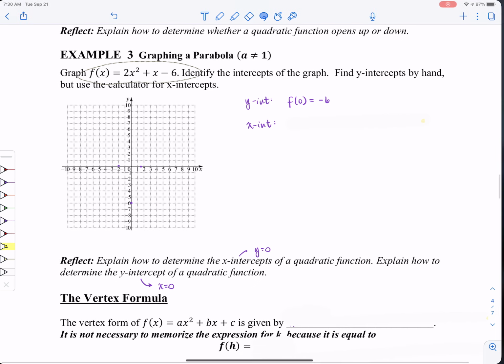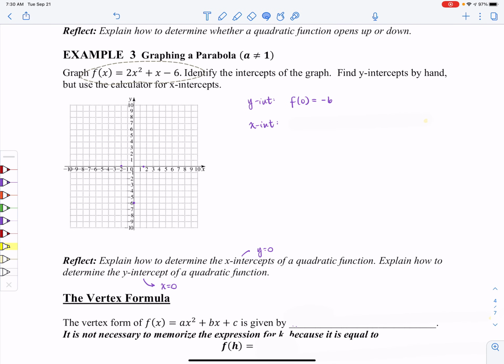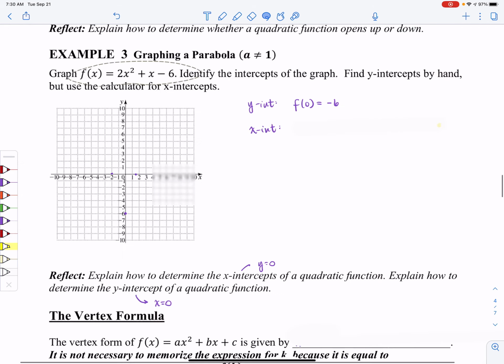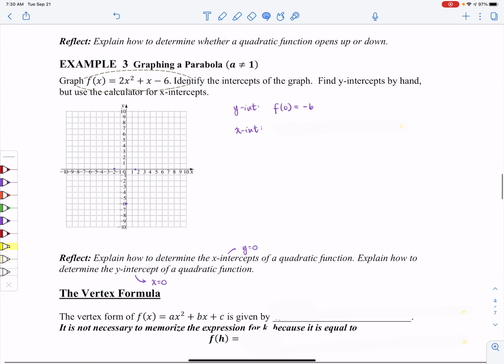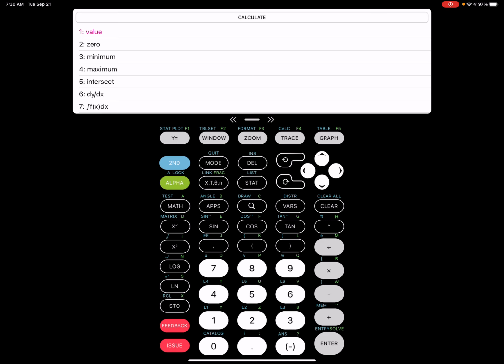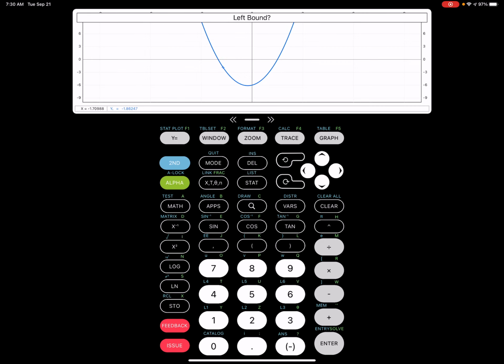So I'm going to go back to the notes. And one of my x-intercepts is going to be at x equals -2. You see here that I've already put it on the graph. Now, I didn't uncover that yet because both of them are hidden. So let's go back. And now we need to find the other 0. So I'm going to go back to second, trace. Again, I want to go to option number 2 for 0. I'm going to arrow over to get closer to my other x-intercept. And I'm on the left side of my x-intercept.